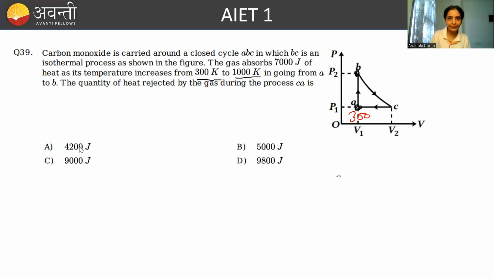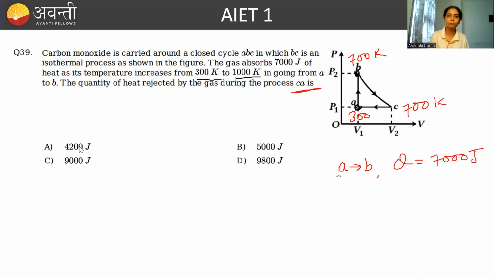So यहाँ पे 300 Kelvin है, यहाँ 700 है. And it is said that BC is an isothermal. So whatever temperature is at B, same temperature will be at C. So 700. These are all in Kelvin. Okay. And gas absorbs 7,000 joule of heat in AB process. In process AB, Q value is how much? 7,000 joule. Okay. Now the quantity of heat rejected by gas during the process CA. During the process CA, how much heat is rejected?